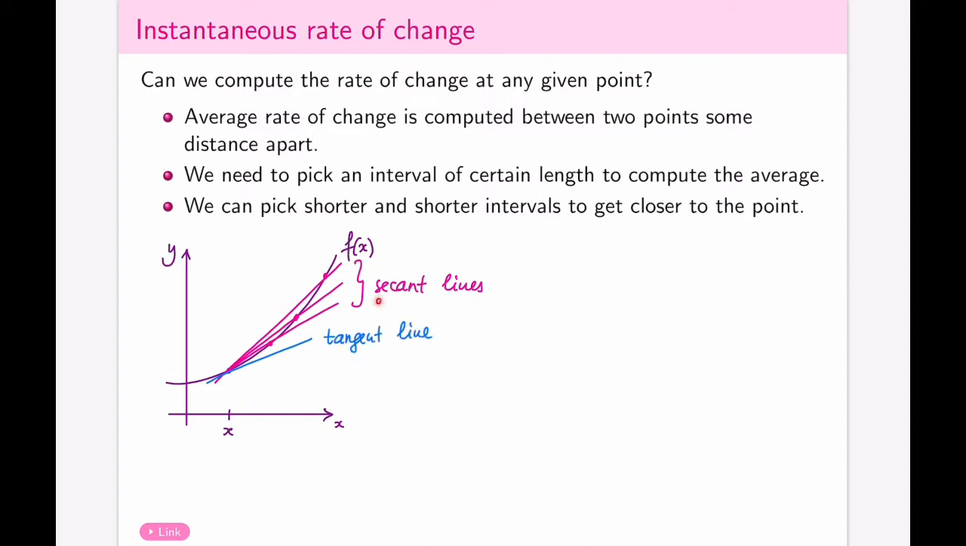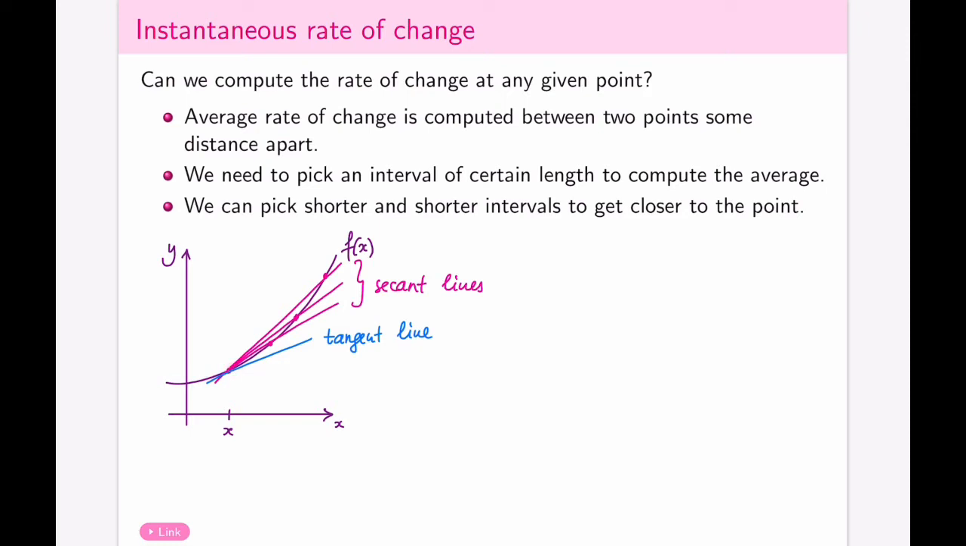Now, the names secant and tangent actually come from Greek. Secant means to cross, and we can see that all of these pink lines actually cross our function twice, right? At the point where I'm interested in and at some other point. A tangent in Greek means to touch, and indeed this line only touches my actual function.